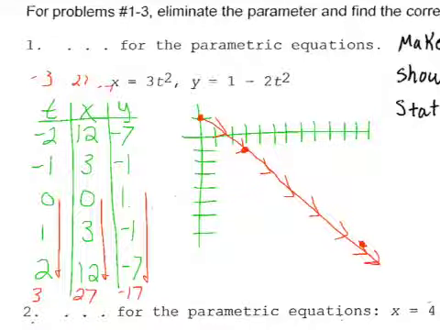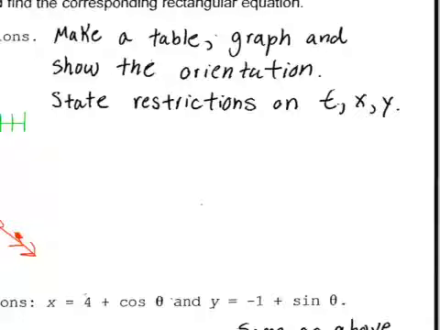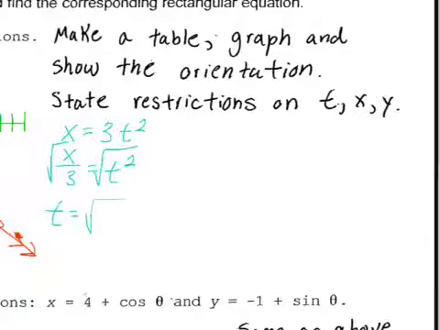Okay, so now we need to turn these two parametric equations into a rectangular equation and state the restrictions for t, x, and y. So scooting over here, we want to solve for t in terms of x. So we have x equals 3t squared. So first we'll divide by 3 and then take the square root. So we get t equals the square root of x over 3. And now we need to plug that in for y.